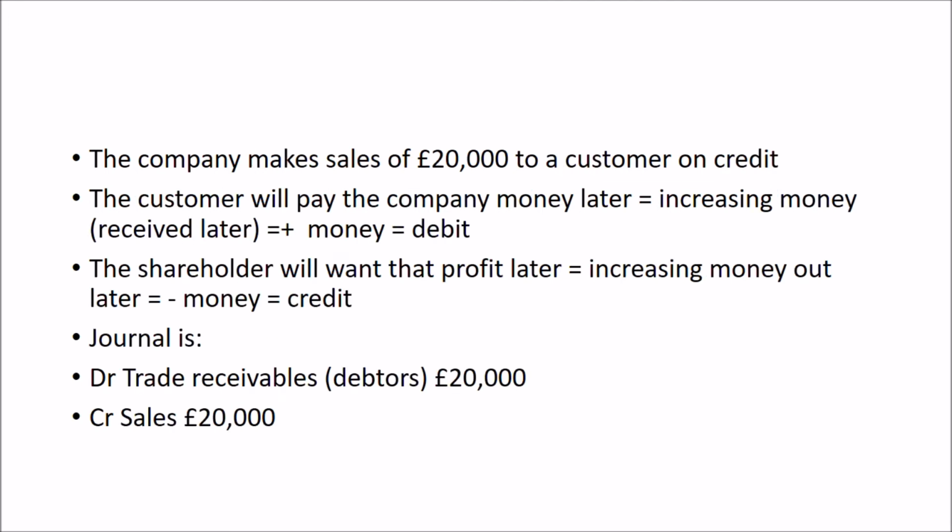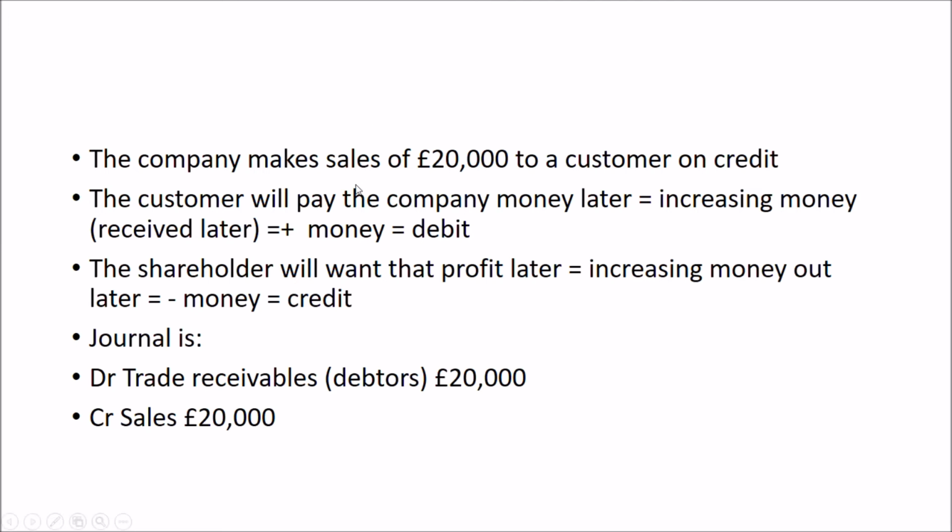The company makes sales of £20,000 to a customer on credit, and so here we've got to introduce the concept of sales. The customer will pay the money later, so they've done it on credit. That's what the term means: I've not paid for it now as the customer. The customer will pay the money in later. That's increasing money in later, so plus money, and that's a debit. The shareholder is going to want that money.